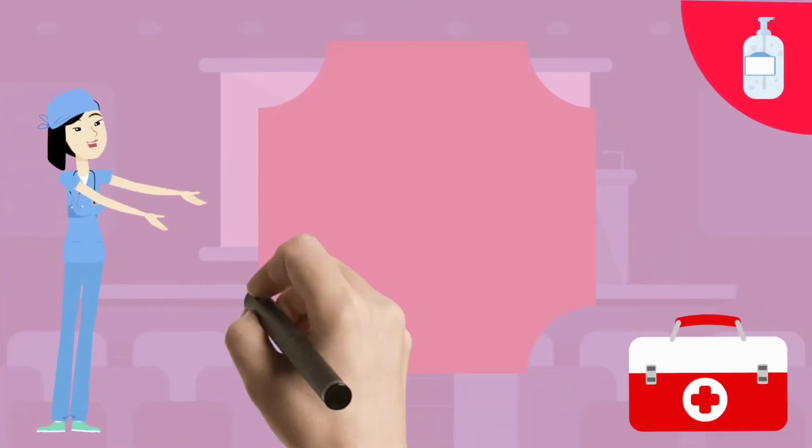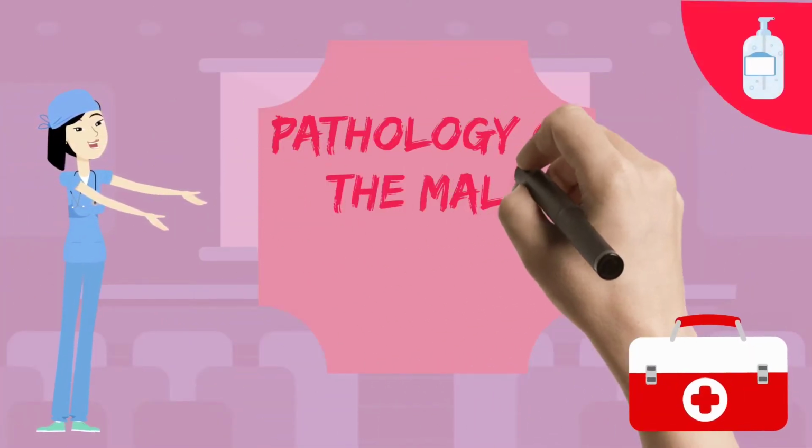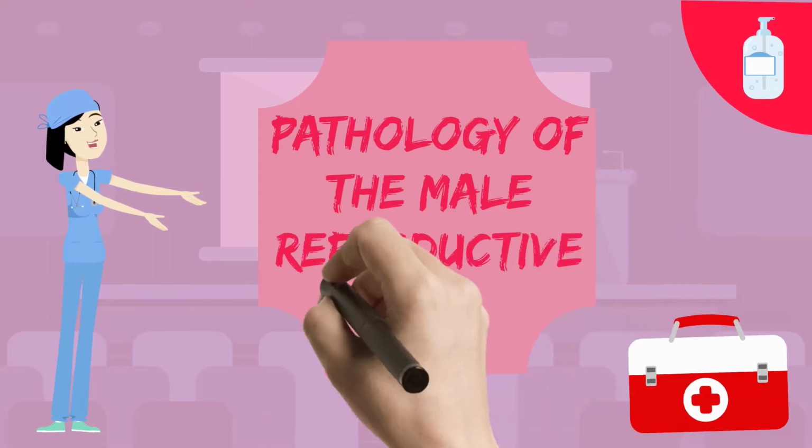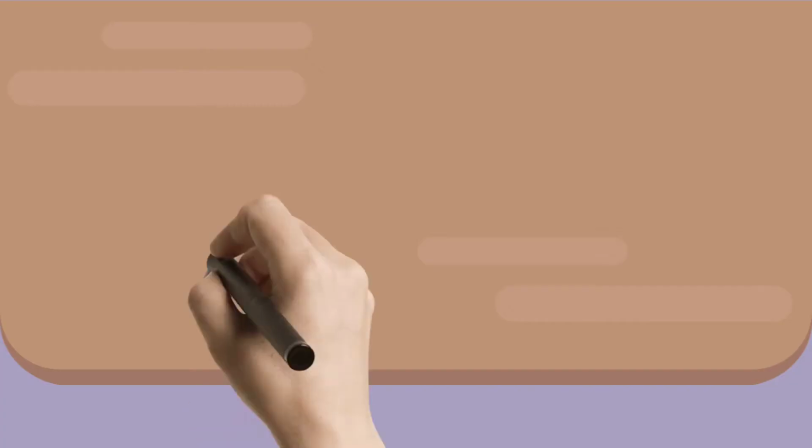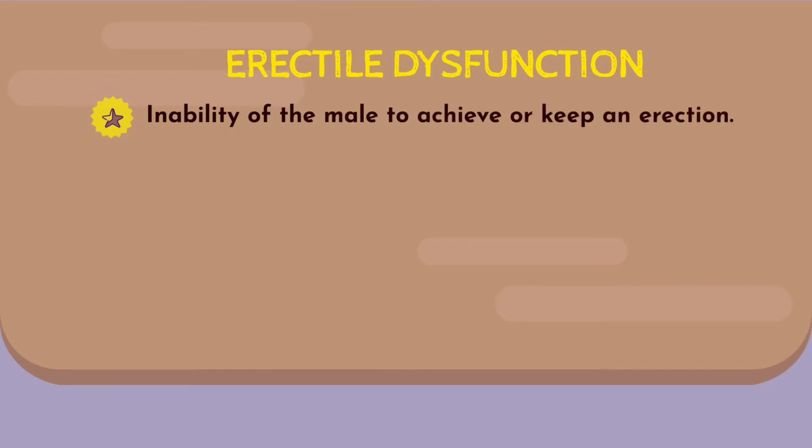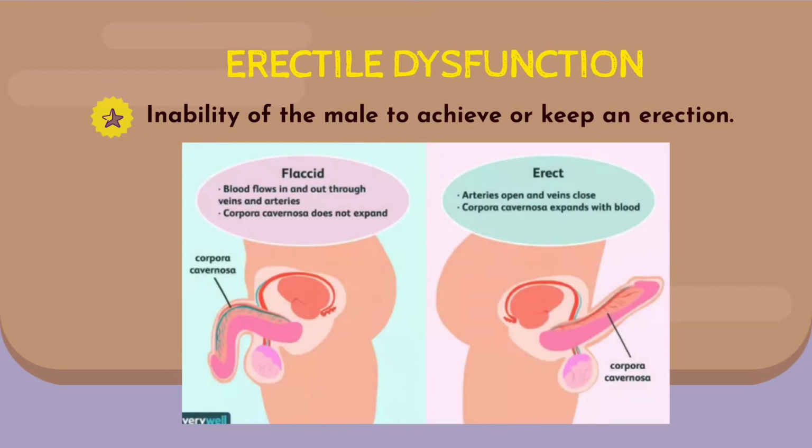Next is pathology of the male reproductive system. Erectile dysfunction. Erectile dysfunction is the inability of the male to achieve or keep an erection. As we can see from the picture, erection happens when blood fills the corpora cavernosa, but in male with erectile dysfunction, the blood flow to the penis is restricted, causing the penis to be flaccid.